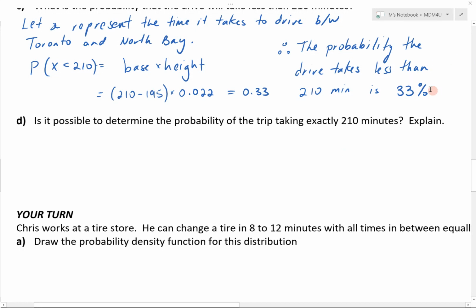So again, we're looking at the area under the curve. That's where we can get the probabilities. If I had asked what's the probability that it would take exactly 210 minutes, I wouldn't be able to determine that using the graph. So it's not possible. Continuous probability only works on ranges.